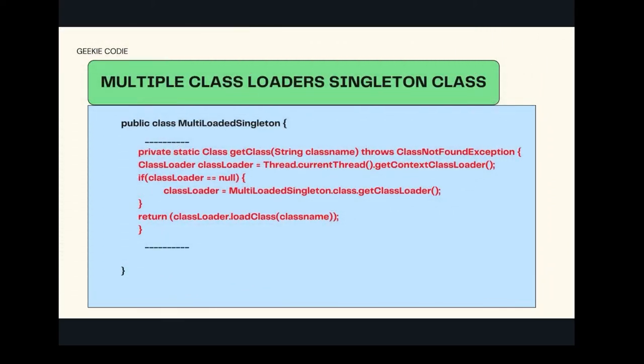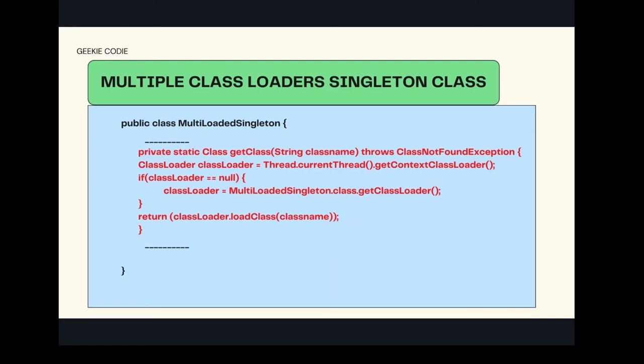Let's move ahead with the singleton behavior in case of multiple class loaders and how to ensure it. If multiple class loaders try to load the singleton class, then we have to ensure that the same class loader is returned and used to load the class. We don't need to load the class multiple times. Here we have to override the getClass method that the class loaders use to load the class.